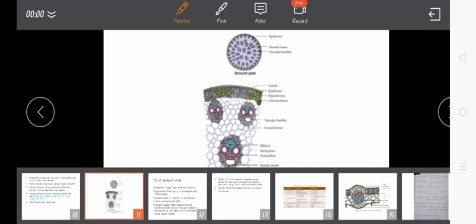Let's see how the xylem and phloem are going to look. Okay, xylem and phloem are arranged in such a way that it looks like a skull. What is a skull? Have a look. You can see two eyes, a nose and a mouth-like structure giving an appearance like a skull. So we call it a skull diagram also.